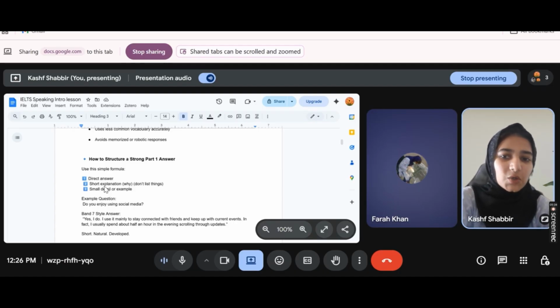And if you feel like your answer is way too short, you can also add a small detail about it. For example, the question that we discussed earlier, what's your favorite hobby? You mentioned painting because this is something that you have been doing since your childhood. So you can also add an example that I once painted in my school competition and I won an award for that. So you can add small details like that.